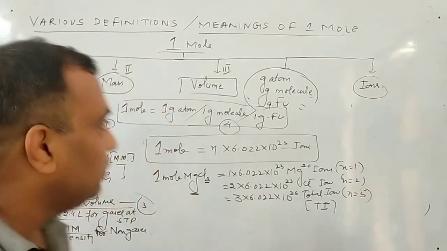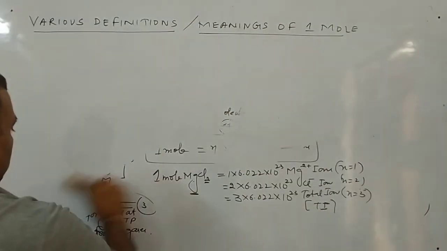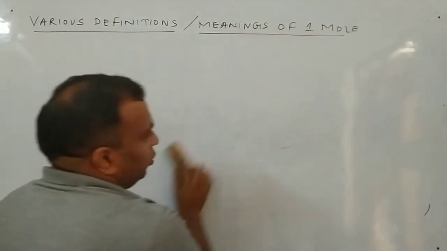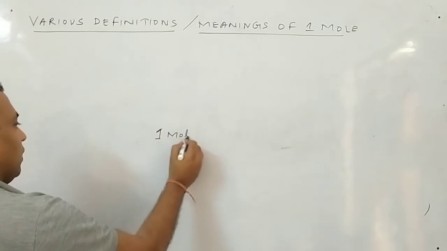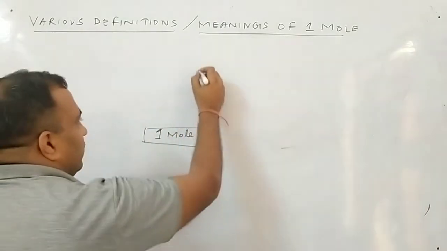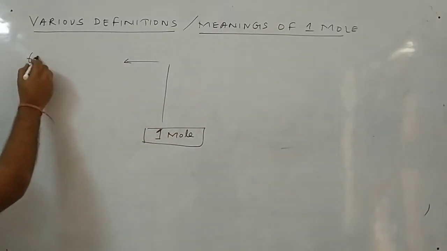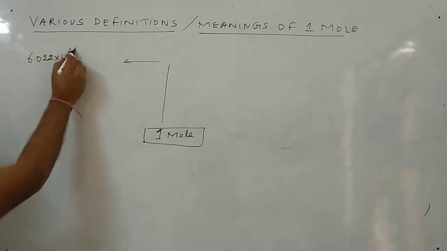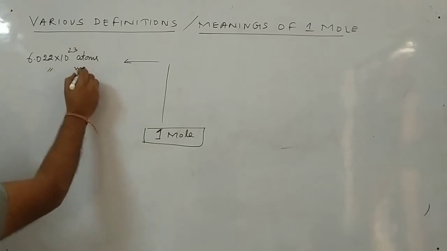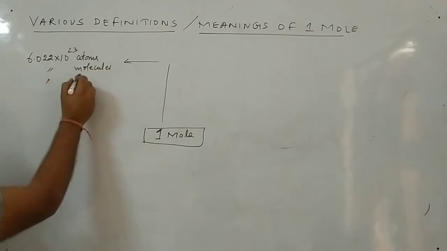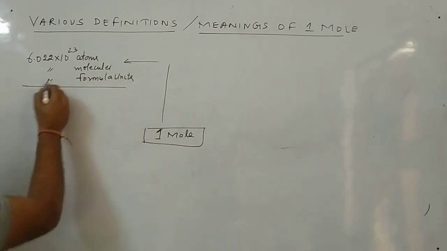So just simply sum up this. I will draw a big picture. All these things will come in a single picture now, so that you can draw this picture from the board in your notebook. Okay. So I'll start with 1 mole. 1 mole contains 6.022 10 raised to the power 23 atoms, molecules or formula units. First definition clear?